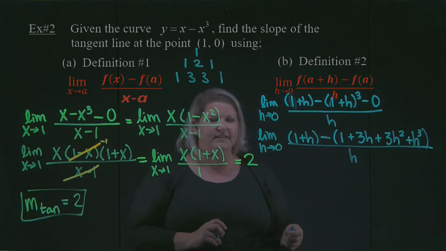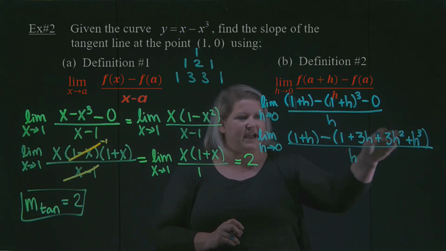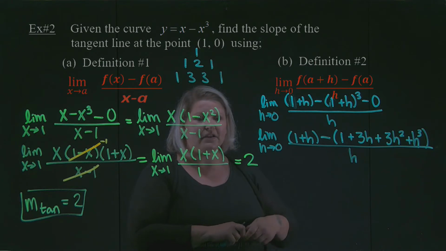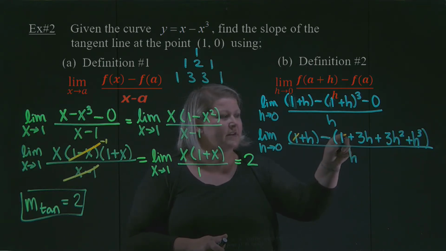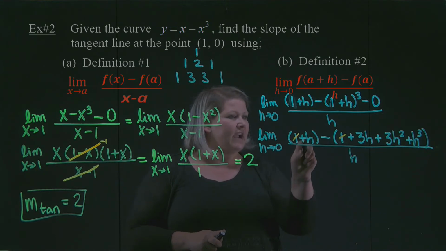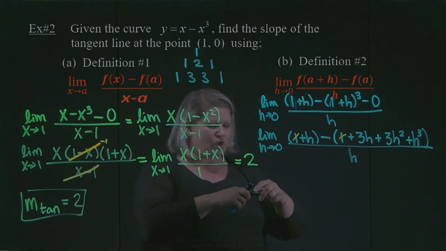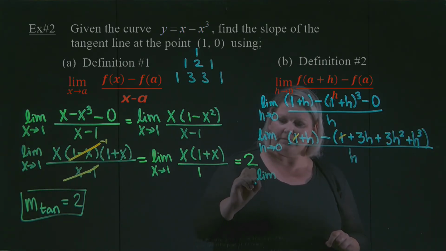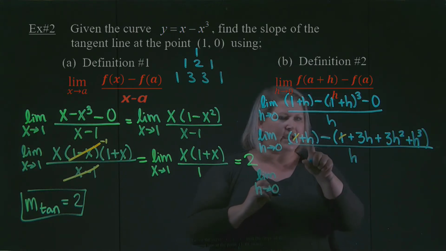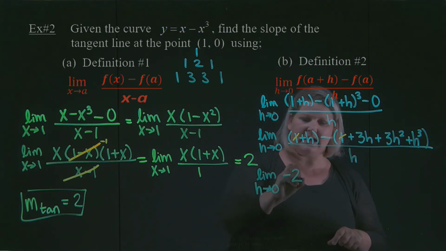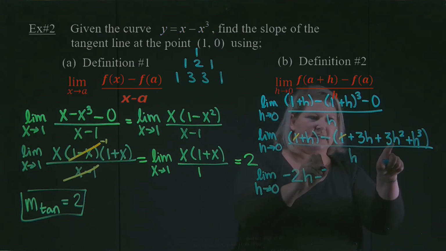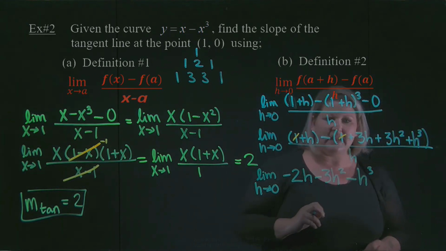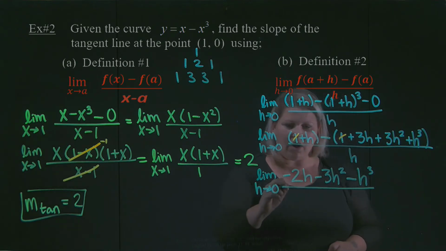Okay, now we're going to simplify this stuff. So if I distribute this negative sign, I'm going to end up with a couple of things canceling. All right? So first, my 1s are going to cancel. Next, I've got this h minus 3h. So that's not going to cancel, but it is going to combine. So I'm going to end up with h minus 3h, which is going to give me a negative 2h. I'm going to distribute out this negative 3h squared, and distribute out this negative h cubed, and then that's all going to be over h.